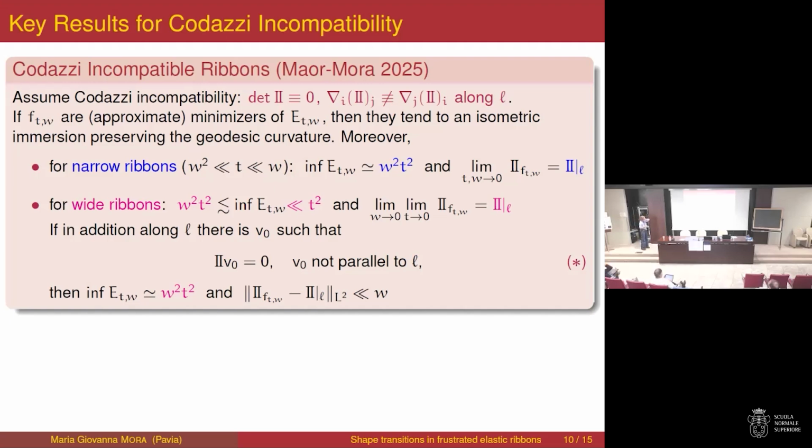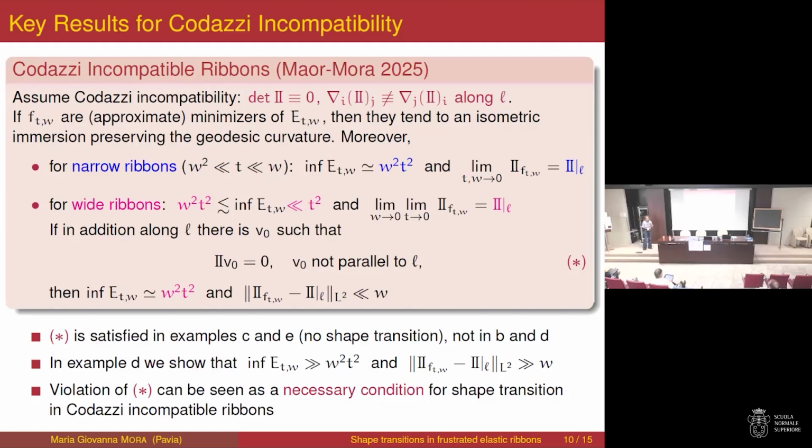why we need it. Okay, so let's have a look at the examples of Codazzi incompatible ribbons, so the ones from the lab. And let's check what happens in those cases to this condition. Well, this condition is satisfied in the two examples where there is no shape transition, and is not satisfied in the two cases where we see a shape transition. So somehow we can interpret this condition, or better, its violation, as a necessary condition for a shape transition to occur, in the sense that when it is satisfied, we really do not see any change, for instance, in the scaling of the energy.